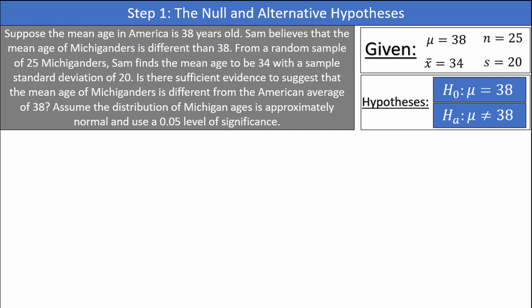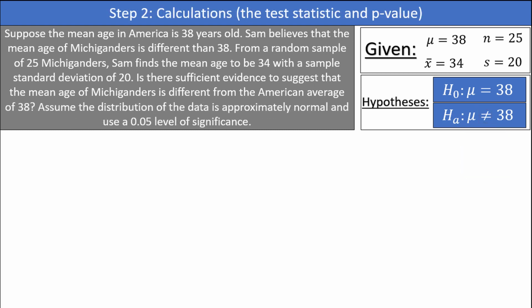If there was wording somewhere in the problem that suggested that Sam thinks the true age is higher than 38, then we would have a greater than sign in the alternative hypothesis. And if Sam thought that the true age was smaller than 38, then we would have a less than sign in the alternative hypothesis. Next, we can move on to step 2, which is the calculations, and includes finding the test statistic and the p-value.